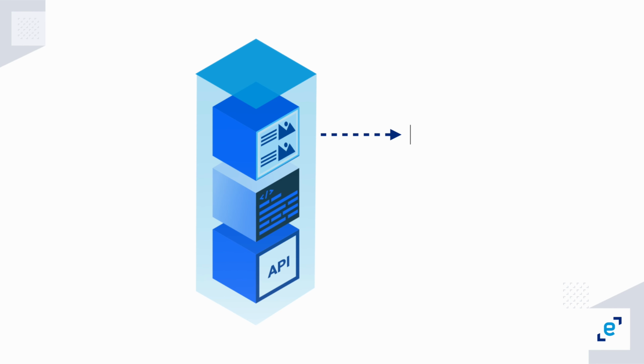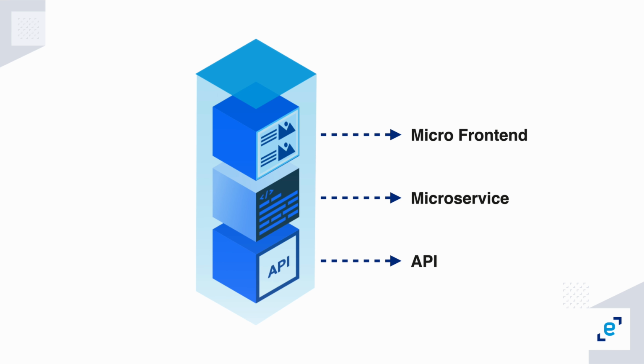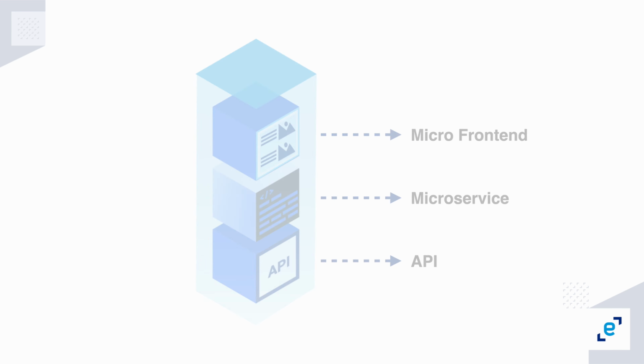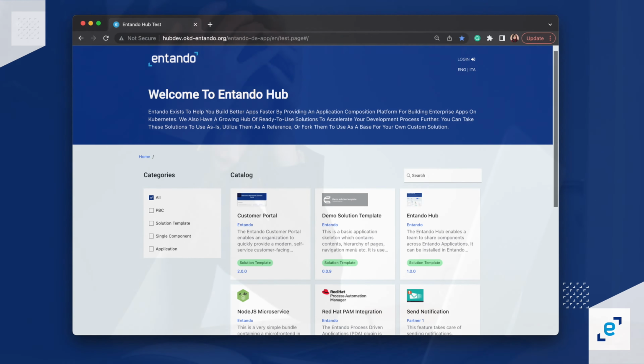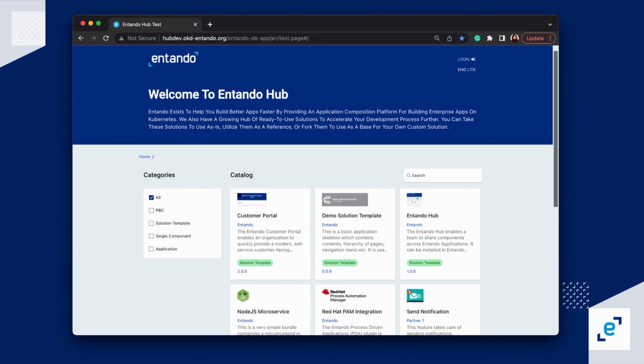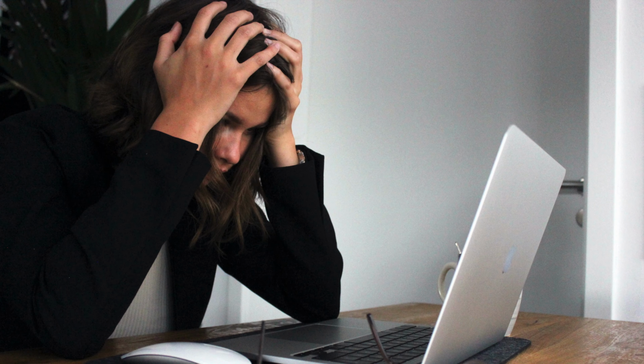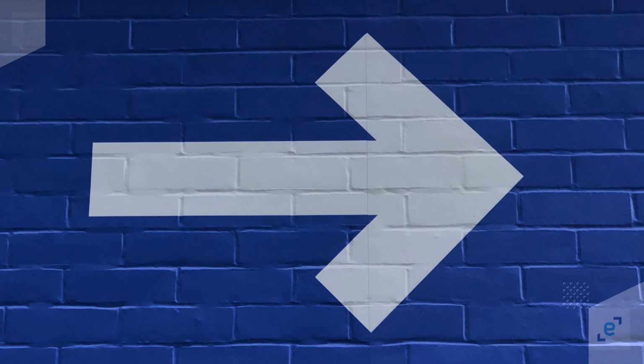And PBCs are encapsulated software components that represent a well-defined business capability, recognizable as such by a business user and packaged for programmatic access. Any and all of these can be assembled in the hub, where new items and new versions are continuously made available. But to avoid errors or issues, we should follow some best practices.